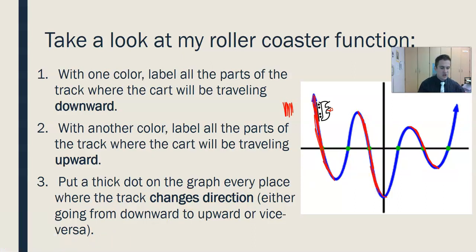Next, let me change colors here. I'm going to mark with another color called green all the parts of the track where the cart is traveling upwards. So right here, the cart is traveling upwards. Right here, it's traveling upwards. And right here, it's traveling upwards.